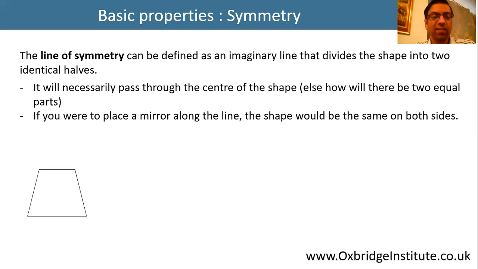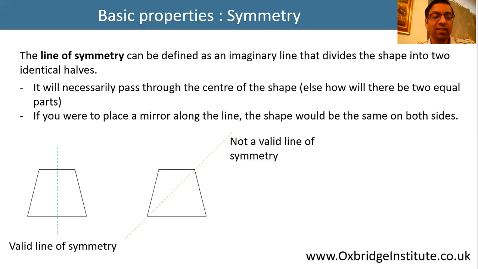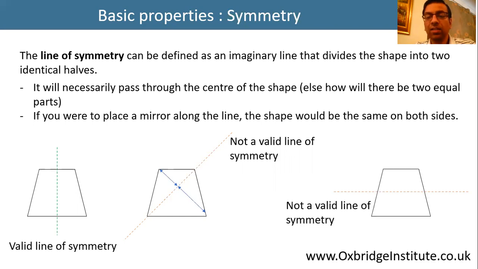So let's say we have this image. This is a valid line of symmetry, whereas this is not. Let's try to understand why. If this was a valid line of symmetry, then these two distances would be equal, because if we were to place a mirror along this line, one part would be a reflection of the other, isn't it? But here the distances are not equal, so this is not a true reflection, and hence this is not a line of symmetry. Similarly, this is also not a valid line of symmetry.